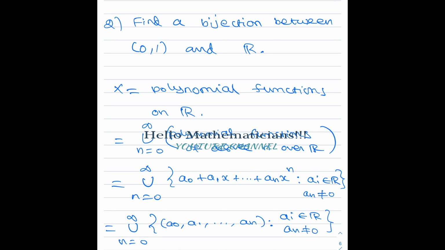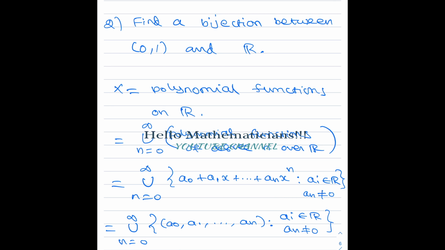Okay, so it is a polynomial function, which means it will have a degree. The degree can be 0 to anything. Degree 0 means it is a constant polynomial. Then degree 1, degree 2, and the degree can be anything large. So X contains all the polynomials over R. Therefore, it will contain all polynomials of all degrees.